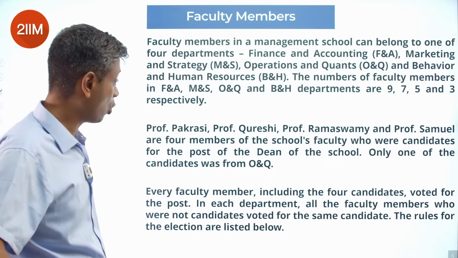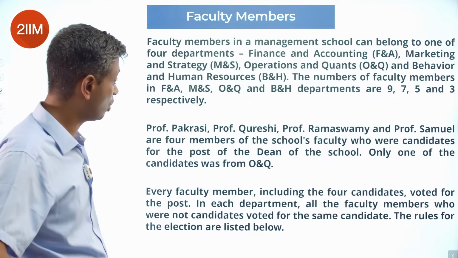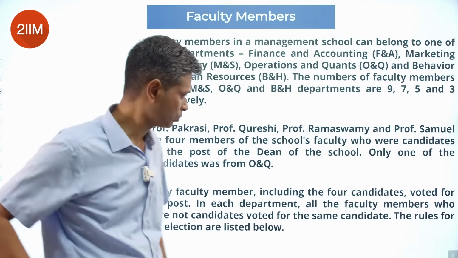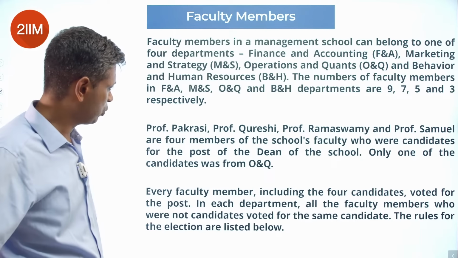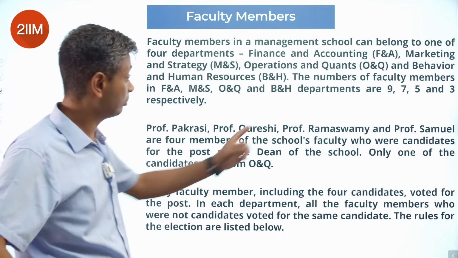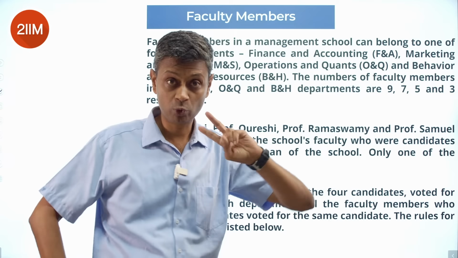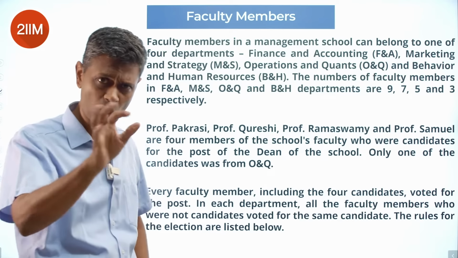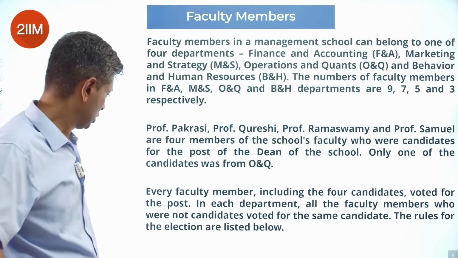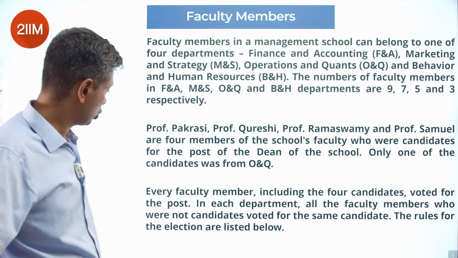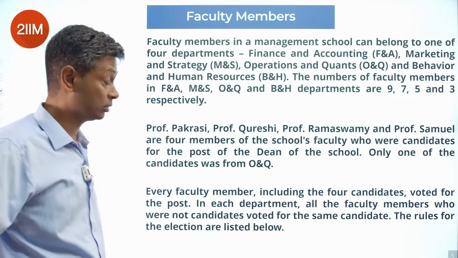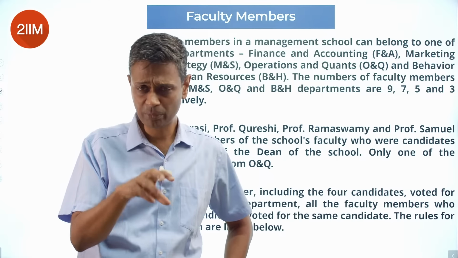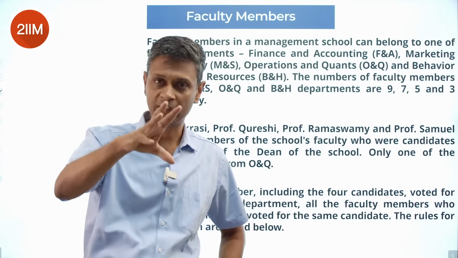Only one of the candidates was from O&Q. O&Q's operations and quants, and that had five people. The five-member department had only one candidate. Every faculty member, including the four candidates, voted for the post. Oh, nice. So 9 plus 7, 16 plus 5, 21 plus 3, 24 professors are there. They get totally 24 votes. All of them vote, including the candidates. In each department, all the faculty members who were not candidates voted for the same candidate. Okay. So in F&A, if there were two candidates, hypothetically, the remaining seven voted for the same candidate.